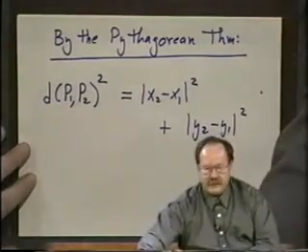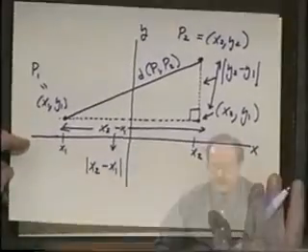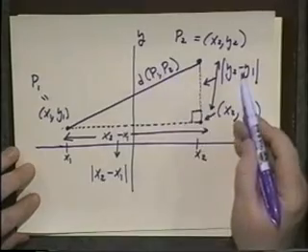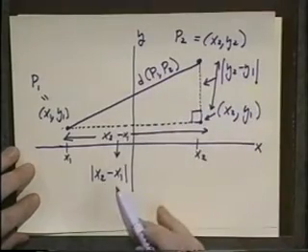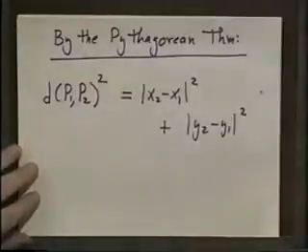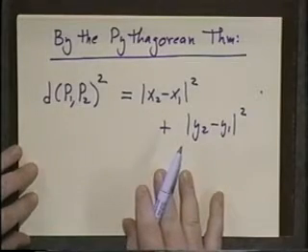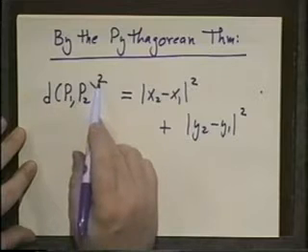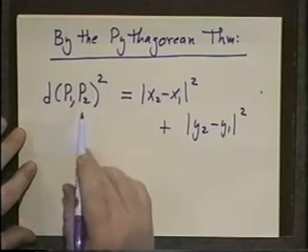Now let me bring back the previous picture so you'll see what we're talking about. Here is the hypotenuse. Here is one leg. Here is the length of the other leg. And so the Pythagorean theorem says this must hold. Well, if I want the distance, I need to remove the square by taking the square root of both sides.